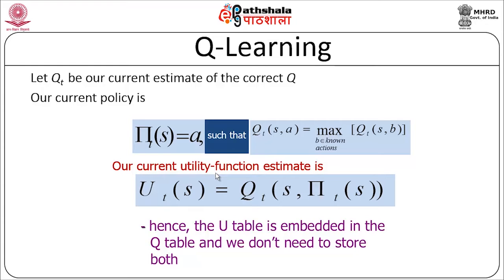Hence, the U table is embedded in the Q table and we do not need to store both. So, the utility of a state is nothing but the Q of the state and the policy you choose, or the action that you take from S, that is Qt of S comma A in other words. But how do you choose A? The choice of A is based on the policy, as we see in the equation on the top. How do you choose that A? You choose that A such that it maximizes the Q value of the action that you have taken.